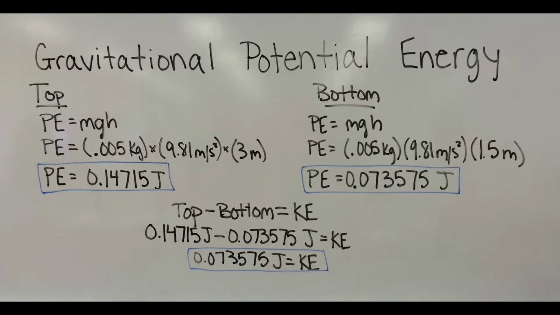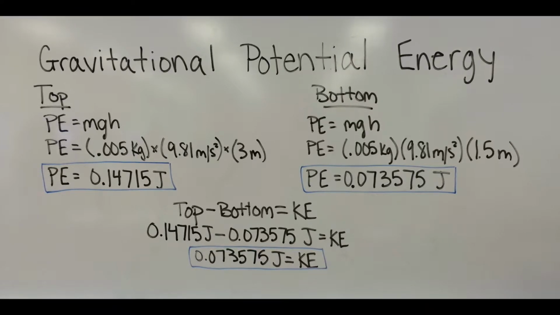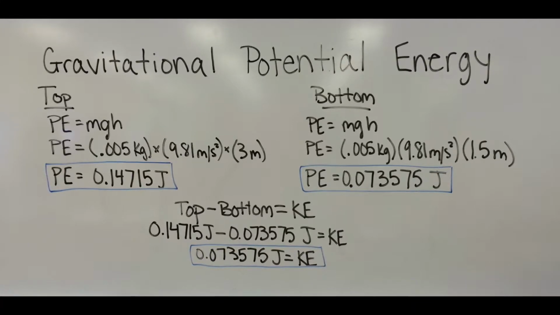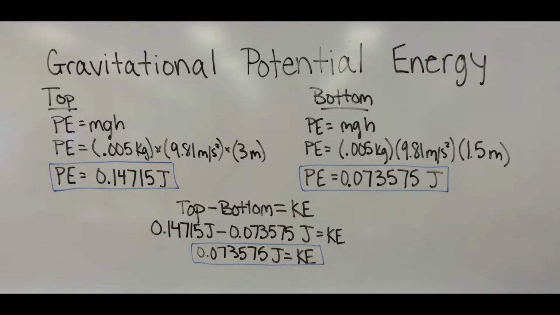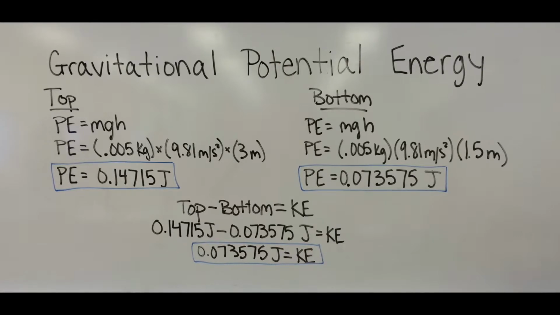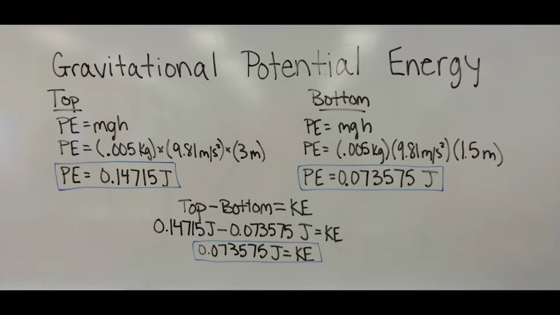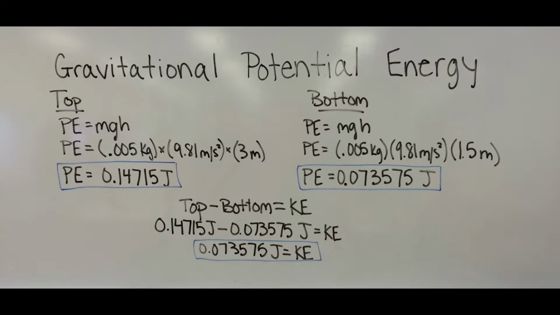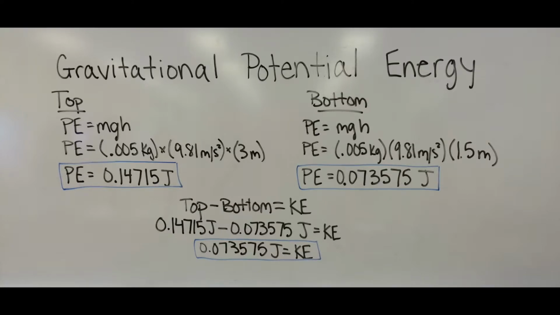We plugged both of those numbers into the equation, multiplied the mass times the acceleration due to gravity times the height, and for the top of the hill got a value of 0.14715 joules. At the bottom of the hill, we had a potential energy of 0.073575 joules. To find the kinetic energy, we subtracted the bottom potential energy from the top and resulted in 0.073575 joules for the kinetic energy. Because energy is conserved, we are able to subtract the two potential energies to get our kinetic energy.